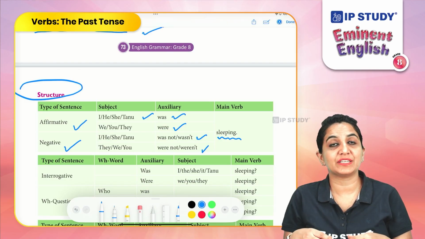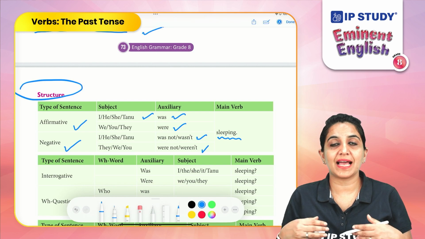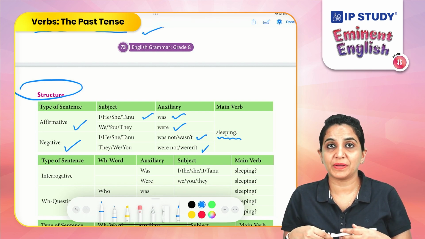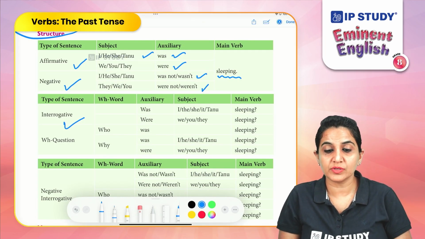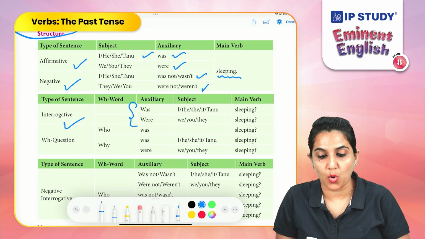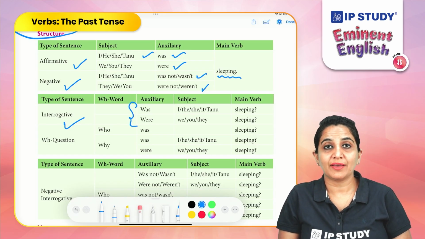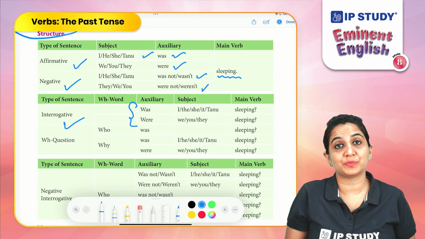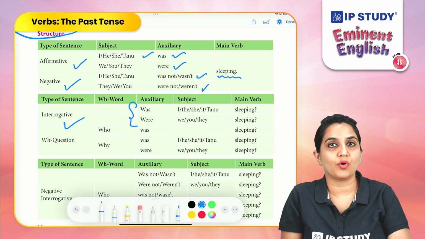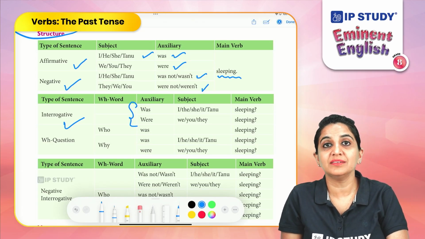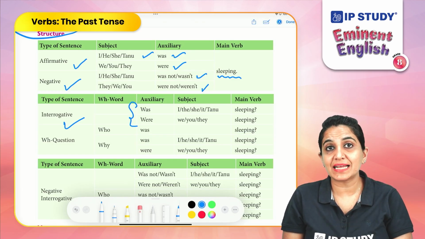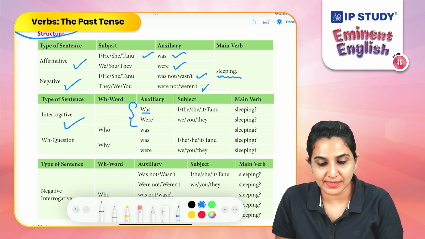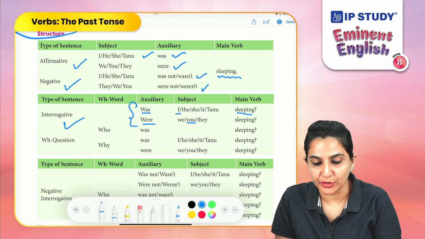Similarly, the same rules are applied to form the negative sentences. It's just weren't. Were not becomes weren't, and was not becomes wasn't. With interrogative sentences, we use was and were as an auxiliary verb. So, with interrogative sentences, we simply interchange the positions of the subject and the auxiliary verb. So, we always start with the auxiliary verb. Was and were, how to apply them with the subject, that remains the same. Was I sleeping? Were you sleeping?